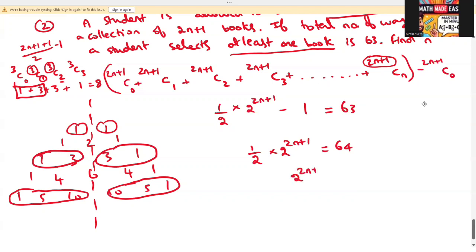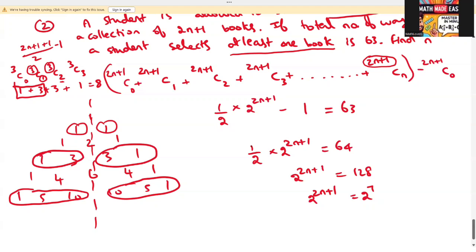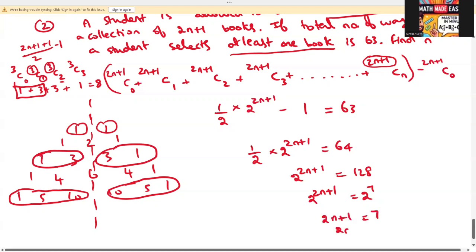So 2 power 2n plus 1 is equal to 128. We all know 128 is 2 power 7. So 2 power 2n plus 1 is equal to 2 power 7. From this, we can get our value of n. So the value of n is going to be equal to 3. Clear, people? This is yet again a property of the Pascal triangle.